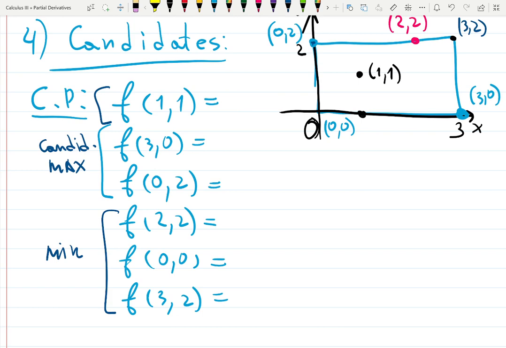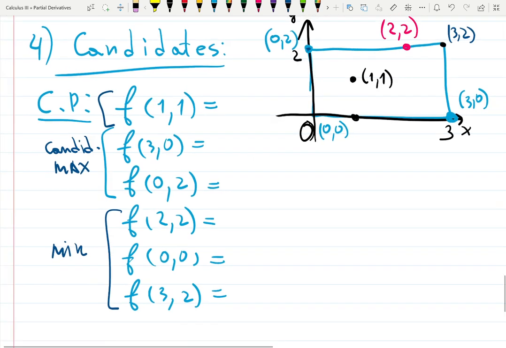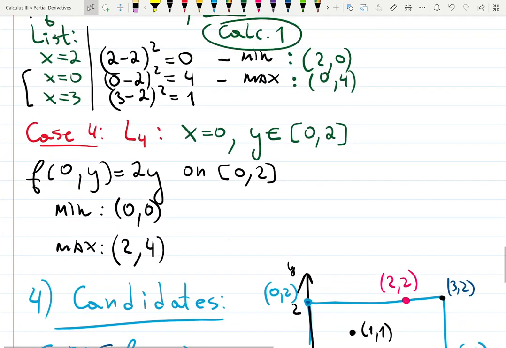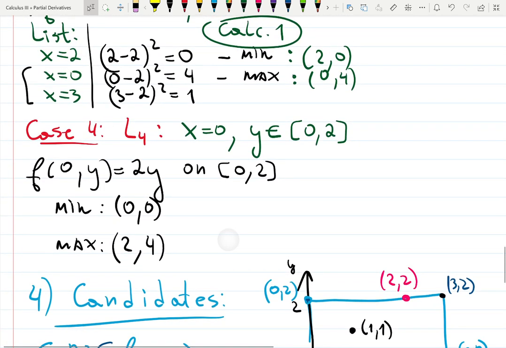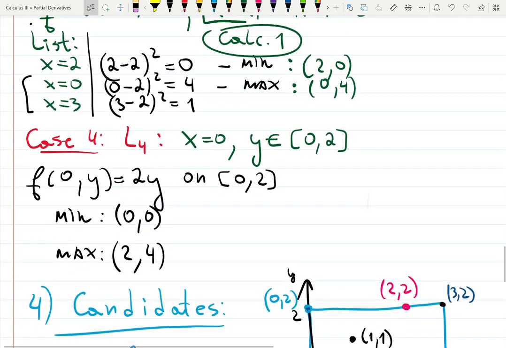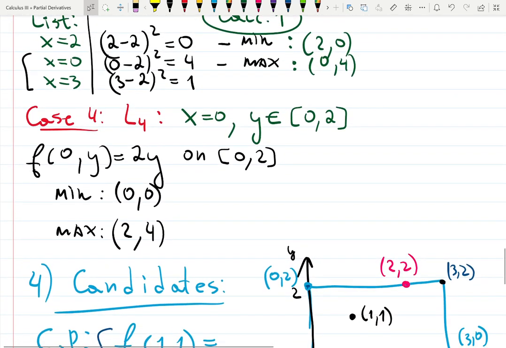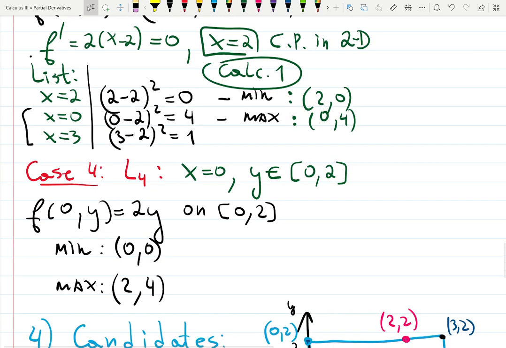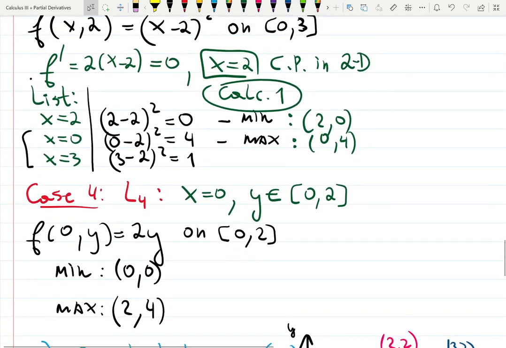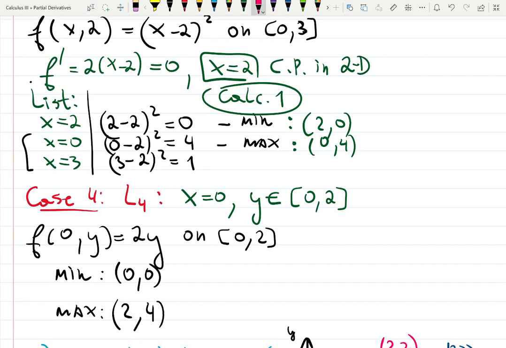What about the other maximum from case 3? There's a (0, 4). Let's see. Case 3, (0, 4). Oh, that's true. Interesting. Let me see. Where did it go? (0, 4). Did I just forget to mention? Oh, isn't it not in the domain? (0, 4). Let me check. Yeah, good point. (0, 4) got kicked out. And that's a good point.